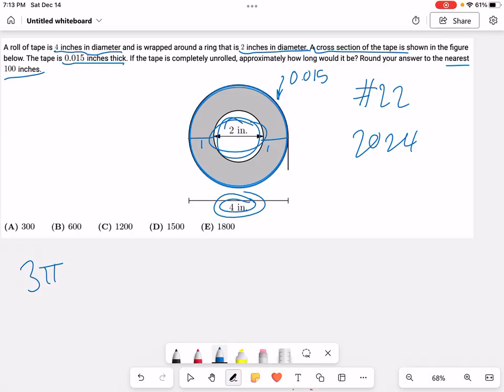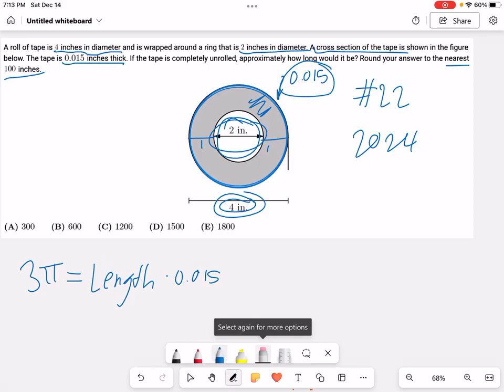But now what? They just gave us the thickness of the tape. This is when we need to use the concept of using area in two ways. What do I mean by this? Well, think of it like this. Isn't the area of all the shaded region just going to be the length of the tape times 0.015? Because when you roll the tape over and over with that thickness, you're going to stack up whatever the annulus is. So this stands true. Okay, and now we need to find length, right? So we just divide both sides by 0.015.